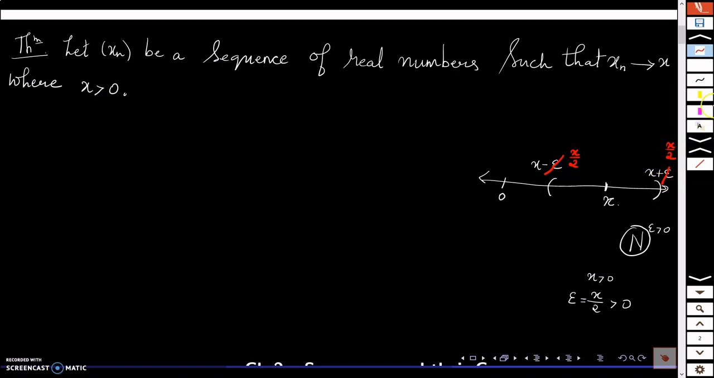right? And once I do that, what this turns out to be, x minus x by 2 is, if you cross multiply and check, this will turn out to be x by 2, and this will turn out to be how much? x plus x by 2. So that's 3x by 2, correct? So what this result says is, if xn converges to a positive limit x, then I can find a natural number such that after a certain stage, all the terms of the sequence will be lying here.